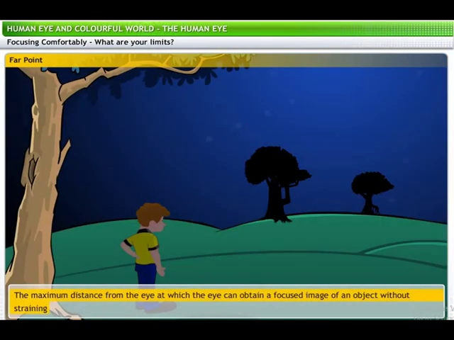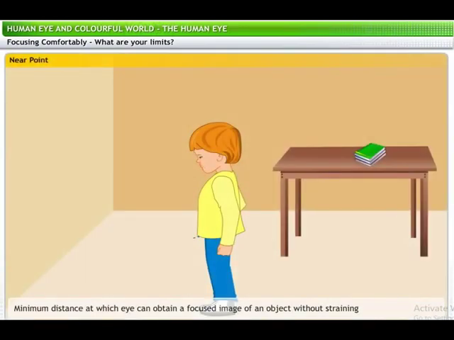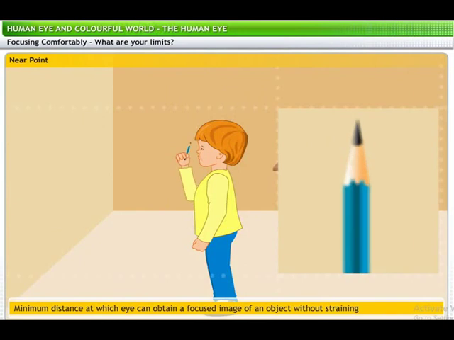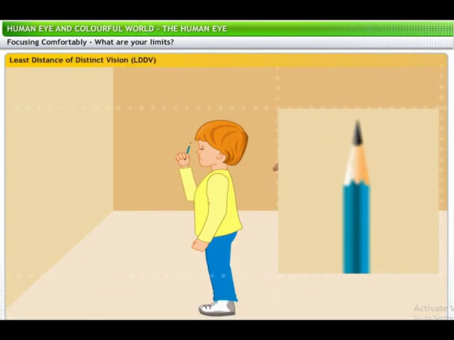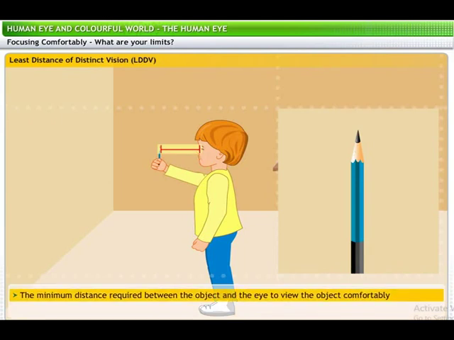Far point is the maximum distance from the eye at which the eye can obtain a focused image of an object without straining. Similarly, near point is the minimum distance at which the eye can obtain a focused image of an object without straining. This means that to view an object clearly, a minimum distance of the object from the eye should be ensured. This minimum distance required between the object and the eye to view the object comfortably is called the least distance of distinct vision.